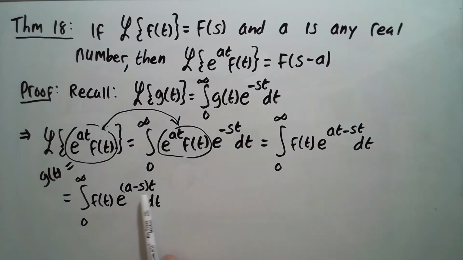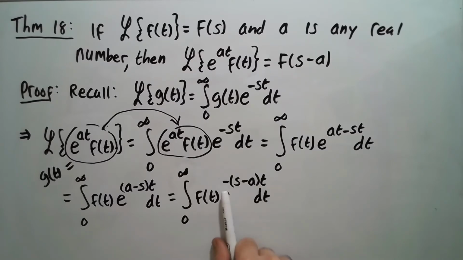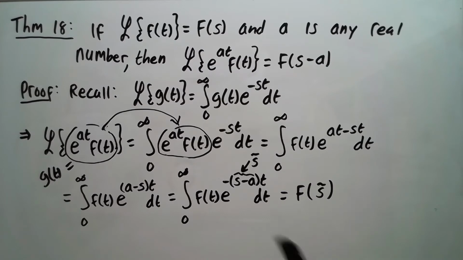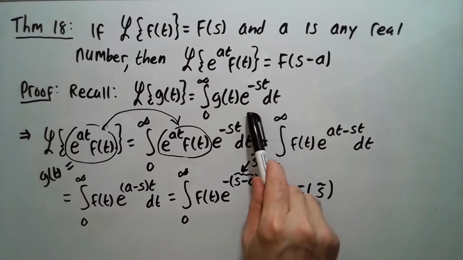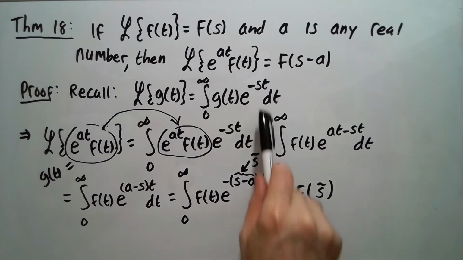So I'd like to change this to have a minus sign in front. So let's factor a minus sign out of this. So factoring a minus sign out of this guy, we get this, so it becomes minus s minus a. Let's call the s minus a, let's call that s tilde. Then it looks just like the Laplace transform definition, except we have an s tilde in place of an s.